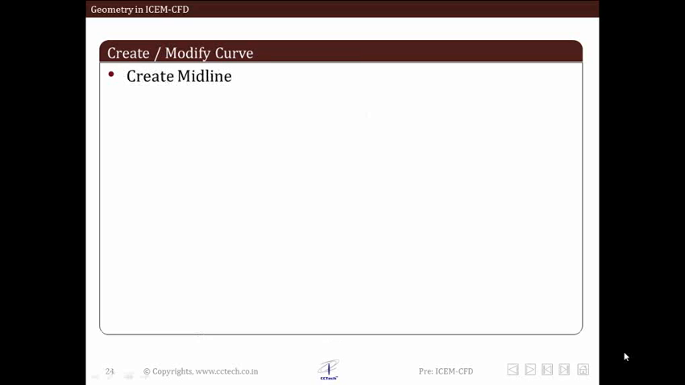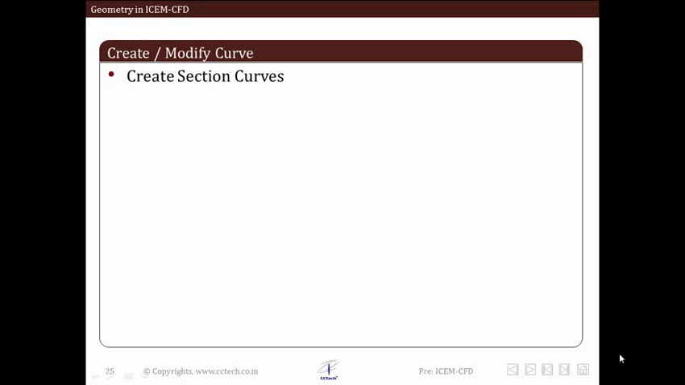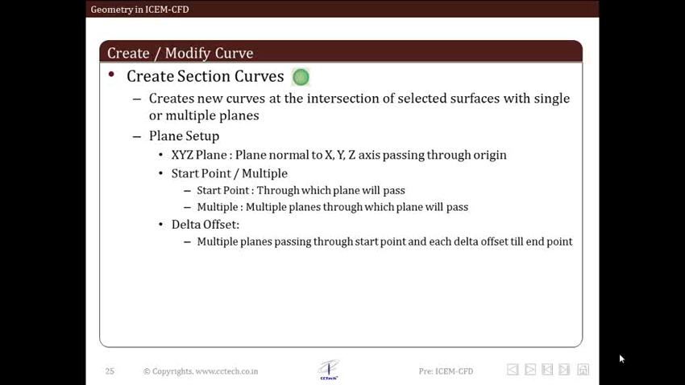Next is create midline, which is given by this particular icon. This option allows us to create the midline between two curves or a set of curves. The last option in curve creation operation is create section curve. The icon looks as shown. This option allows us to create a new curve at the intersection of selected surfaces with a single or multiple plane.